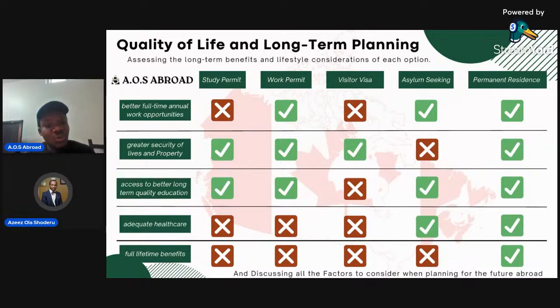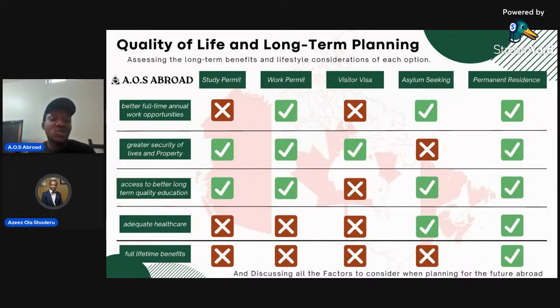You may not have that opportunity because, again, as an international student, you have to fend for yourself and you will not be given some particular stipends that you qualify for, let's say you came in as a permanent resident. But under the work permit route, you have better full-time annual work opportunities. You can work all year, from the first year you land, depending on your contract, maybe a 1 year or 2 year contract, you can work fully under the work permit.